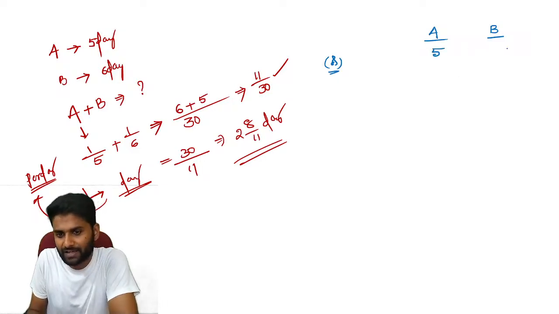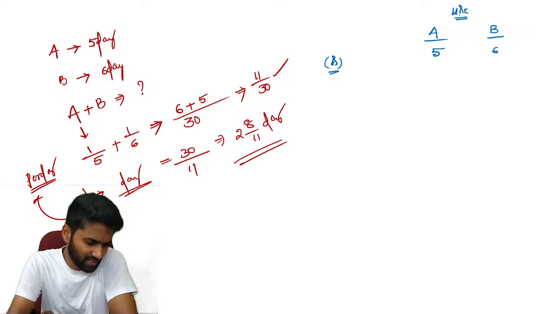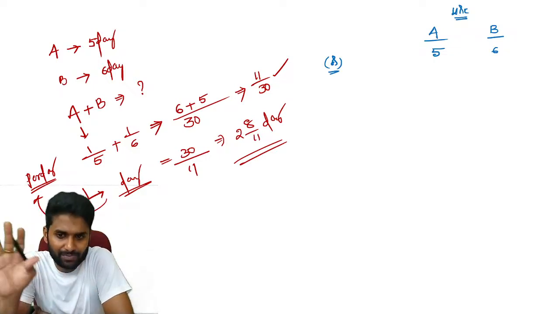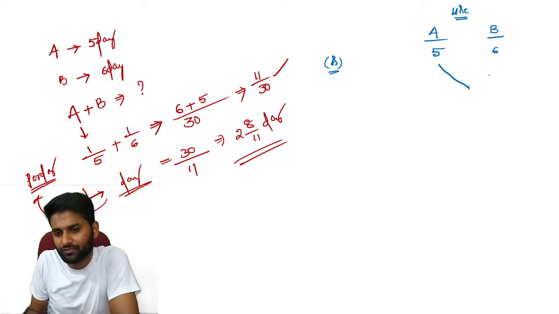A takes 5 days, B takes 6 days. Now we clearly mention that there is a work. We don't know what kind of work it is. But that work A takes 5 days, B takes 6 days. Now we have to assume one work.